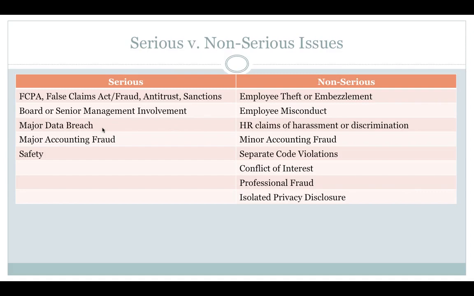Code violations often are non-serious. Conflict of interest may start non-serious. Professional fraud, lying in, let's say, a resume or something, and isolated privacy disclosure. I mean, we run into accidental privacy disclosures all the time, not like a data breach, like a Target or like a major retailer data breach type thing. That's a serious thing. So you have serious versus non-serious.